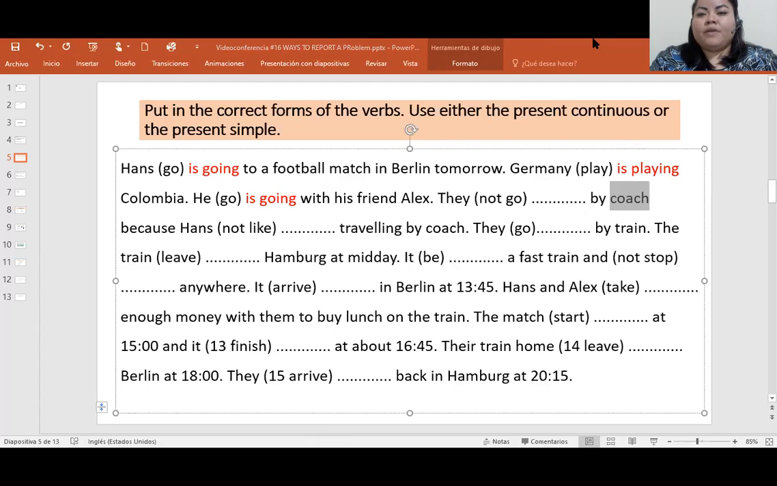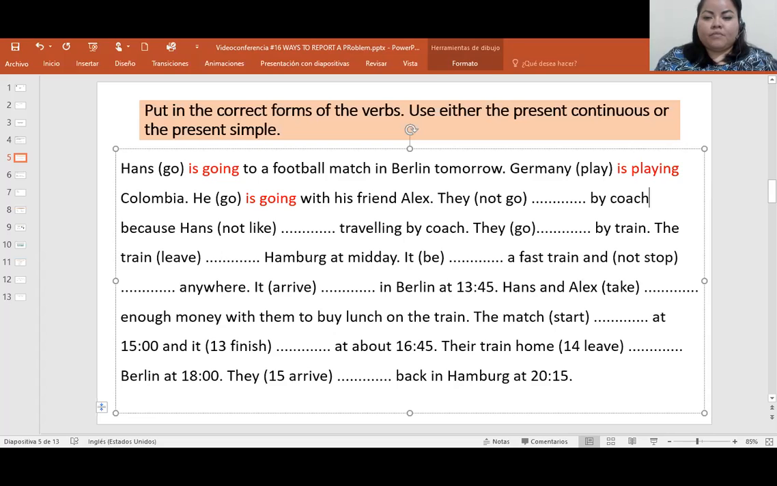Let me show you here. Coach in the US means entrenador. Pero en inglés británico, it means something else. Coach is like a bus. En inglés americano decimos the bus. In British English, we say the coach. Bus, no, bus, like the transportation. Coach is bus.